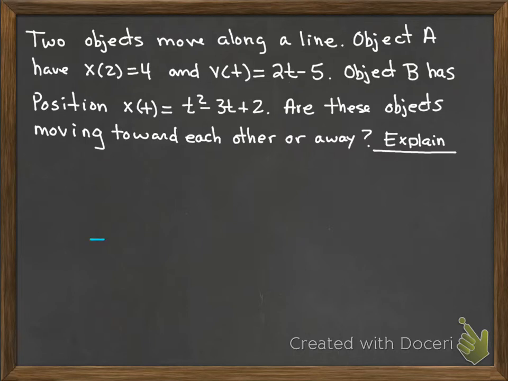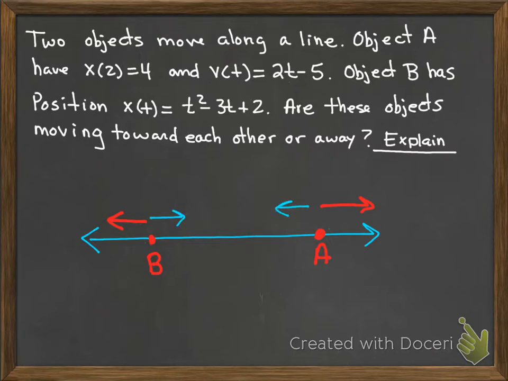So if we think about some line here, if this was A and this was B, and A was moving to the right and B was moving to the left, they'd be moving away from each other. But if A was moving to the left and B was moving to the right, they'd be moving toward each other. So in order to do this problem, I need two things.